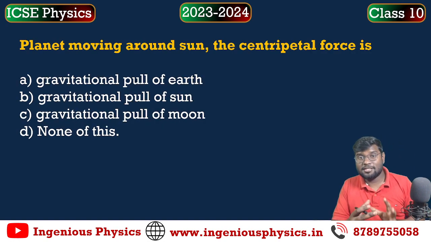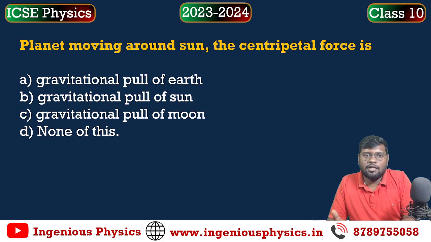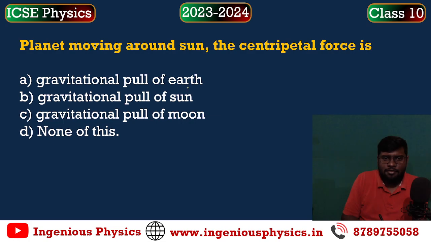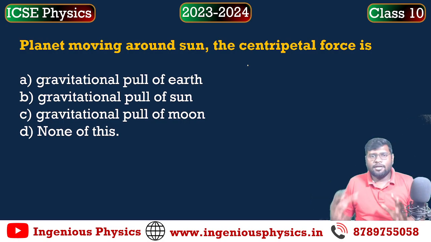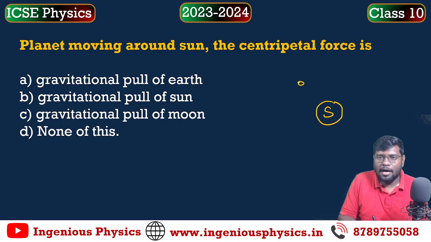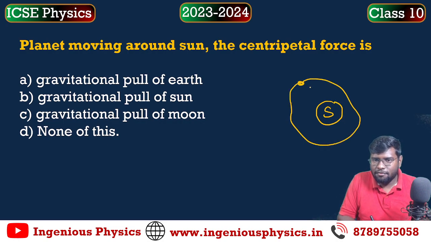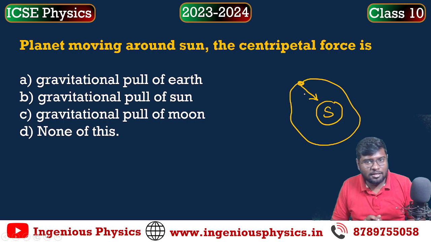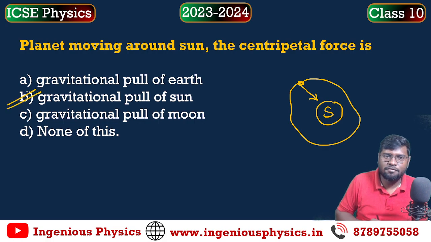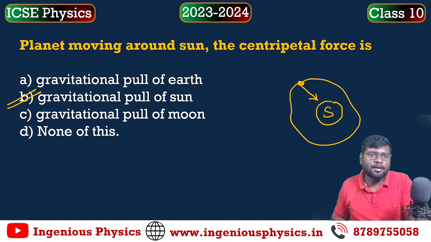For the planet moving around the sun, the centripetal force is the gravitational pull of Earth, gravitational pull of sun, gravitational pull of moon, or none of these, right? So we have to just find it out. There is a sun and the planet is moving around the sun, so definitely there will be a centripetal force which should be acting towards the sun, right? So for this particular question the correct option will be the gravitational pull of sun, right?